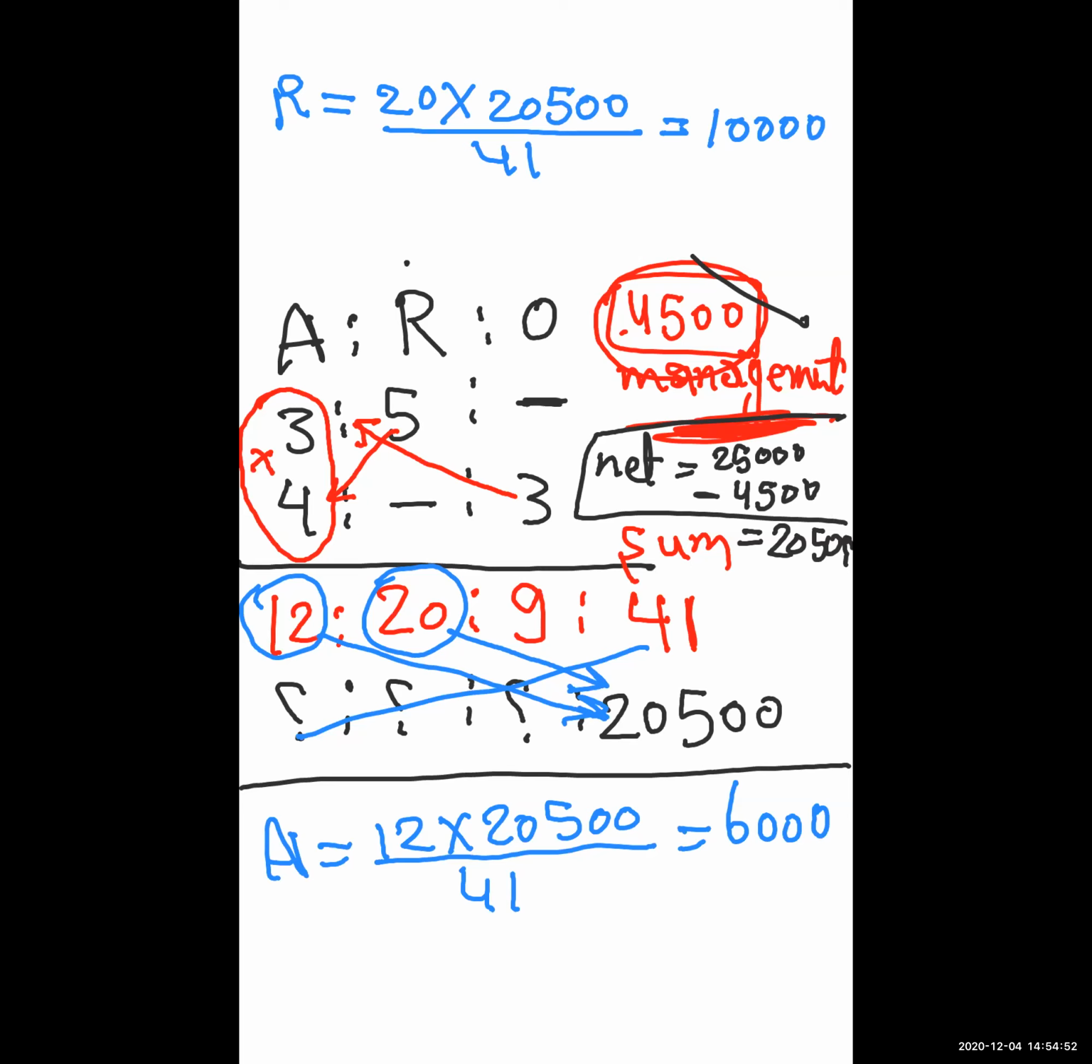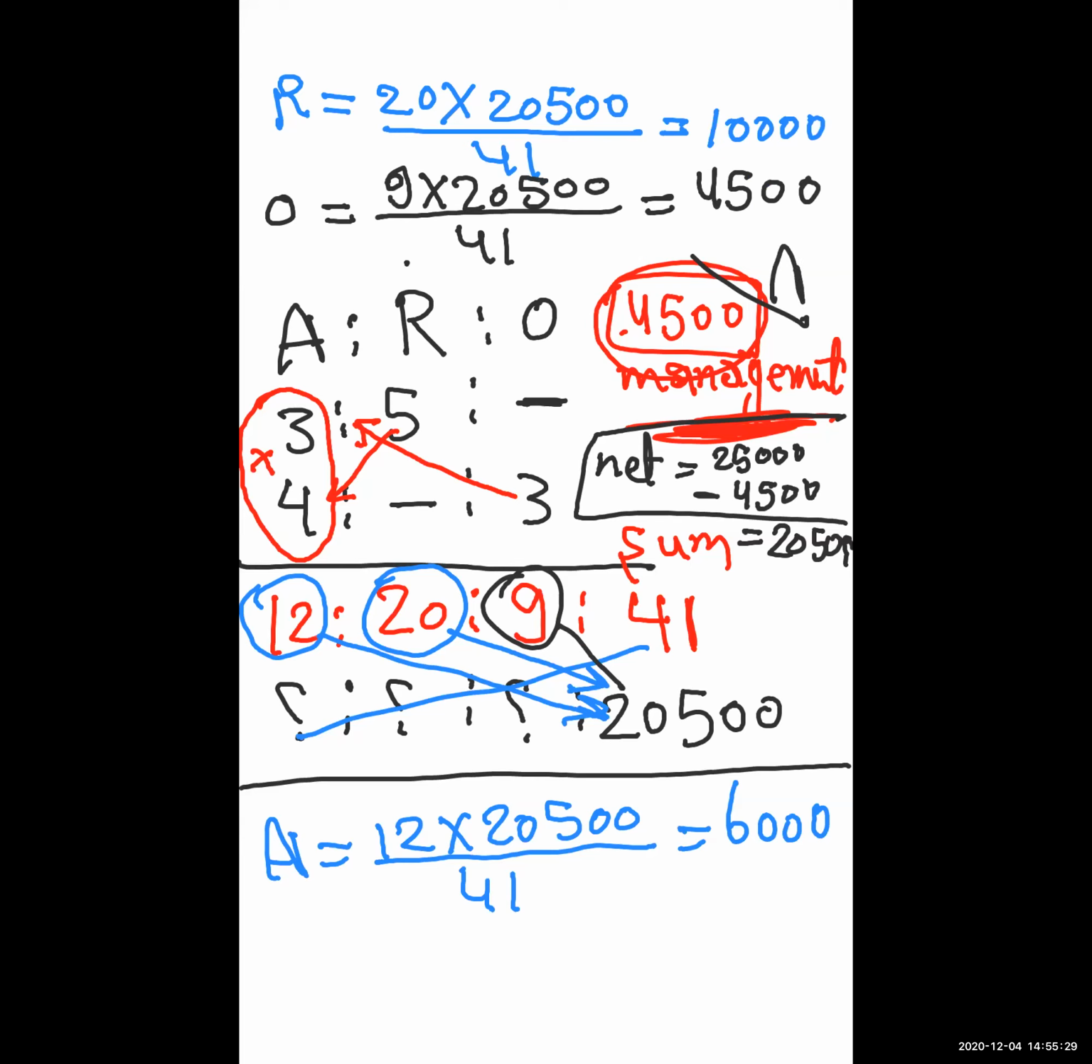Then the last one is Omar. So the share for Omar will equal 9 times 20,500 over 41. So it will equal 4,500 pounds. That's it.